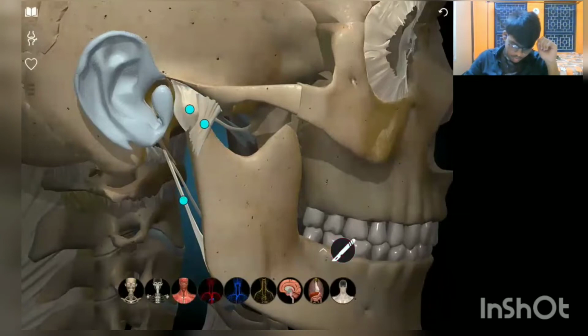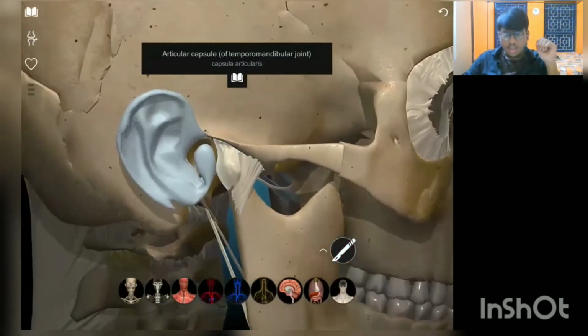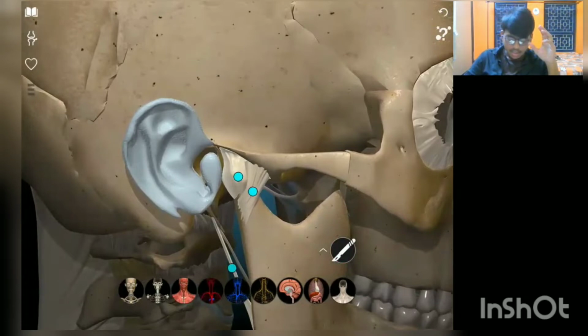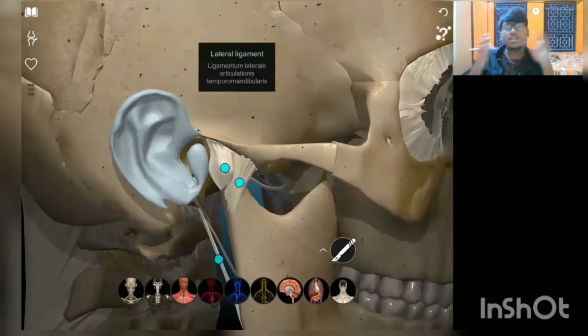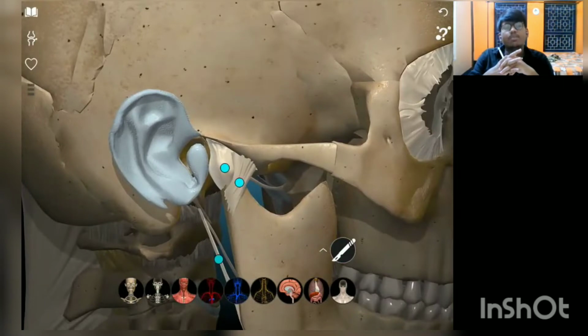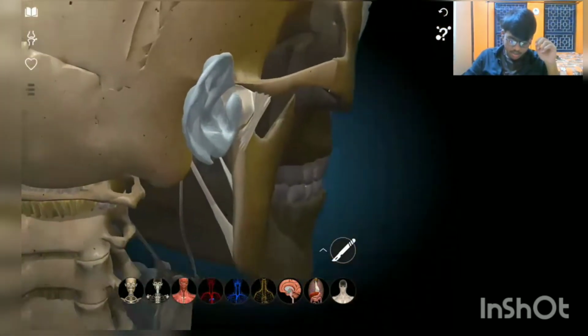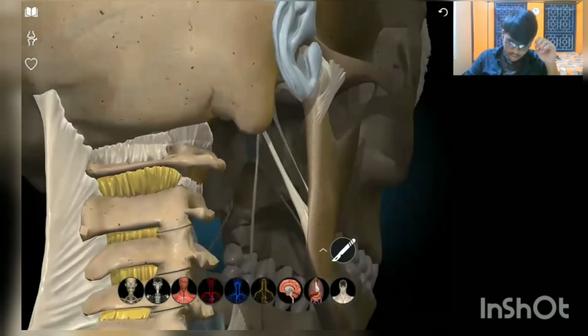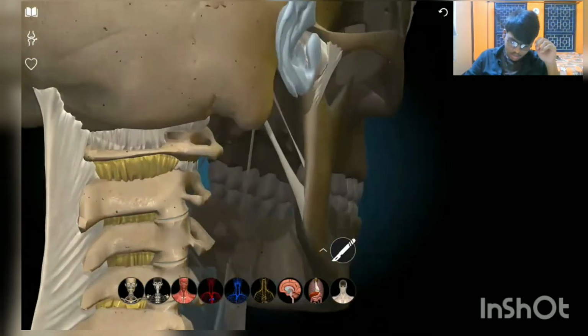Here it comes. This one is the articular capsule or the capsular ligament of the TMJ, and this one just lateral to it is the lateral ligament, the lateral temporomandibular ligament. These are the true ligaments. And what are the false ligaments? The false ligaments are here. Here is one ligament attached to the angle of the ramus of the mandible.